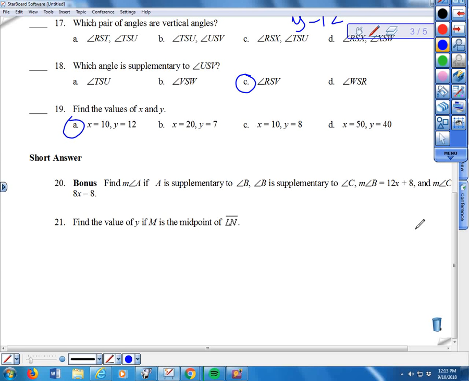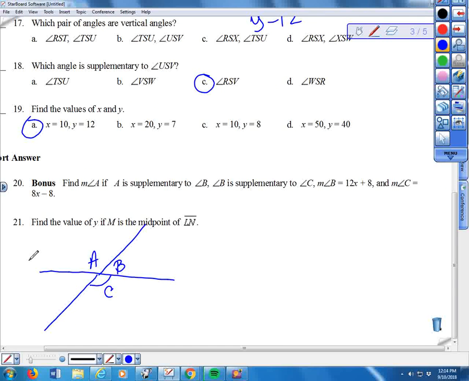Bonus. Find the measure of angle A if A is supplementary to B, B is supplementary to C, because B and C must make a line. And the measure of angle B is 12x plus 8. And C is 8x minus 8. So everybody see that the angle that's supplementary to B is also equal to the other angle that's supplementary to B? That's a good postulate.